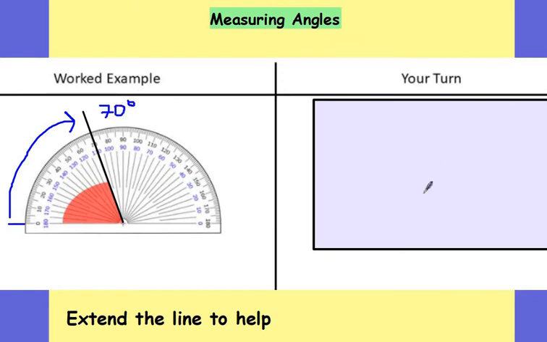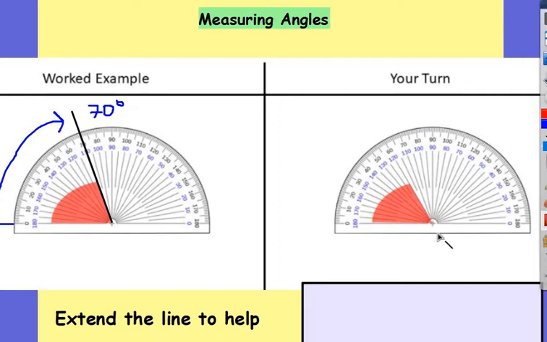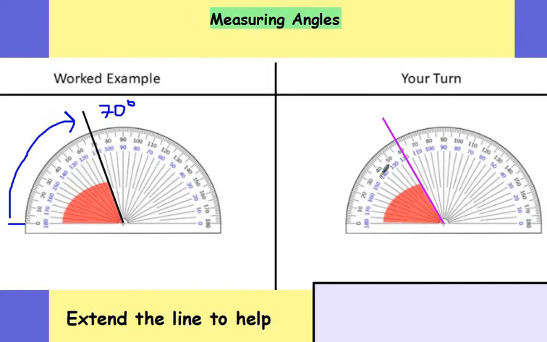Over to you, Year 9. Can you read this protractor? What's this angle going to be? Pause the video and have a little think now. Okay, I'm going to start by extending my line so that I can see it all the way through to the edge. This angle here, from here to here, is going to be 60 degrees.